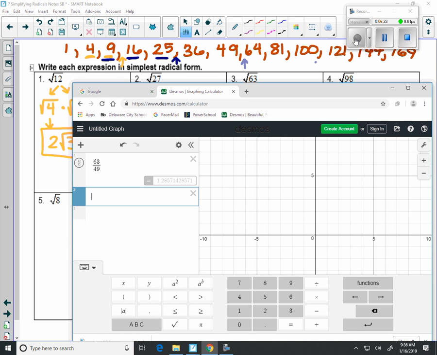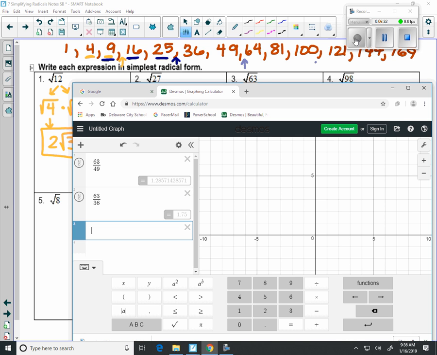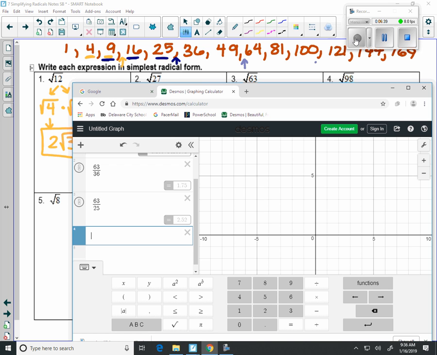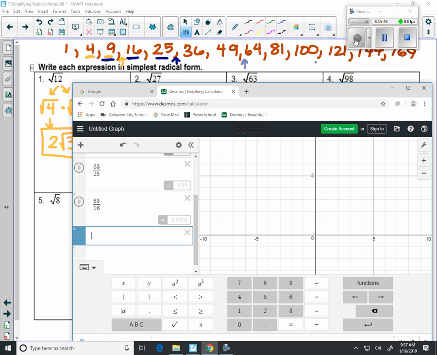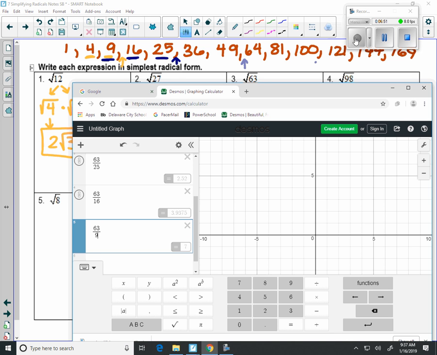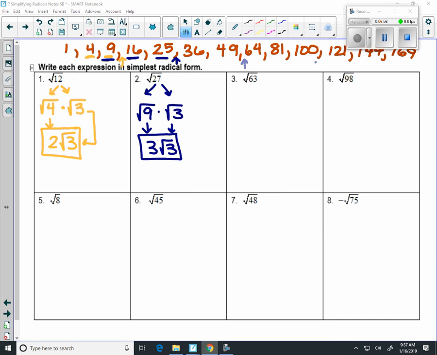We could divide by 36. Again, we get not 6, 36. Again, we get a decimal. So down our list, 25. Decimal again, 16. 63 divided by 16. Still doesn't go in evenly, 9. And there's our perfect square that goes in evenly. So 63 divided by 9 is 7.